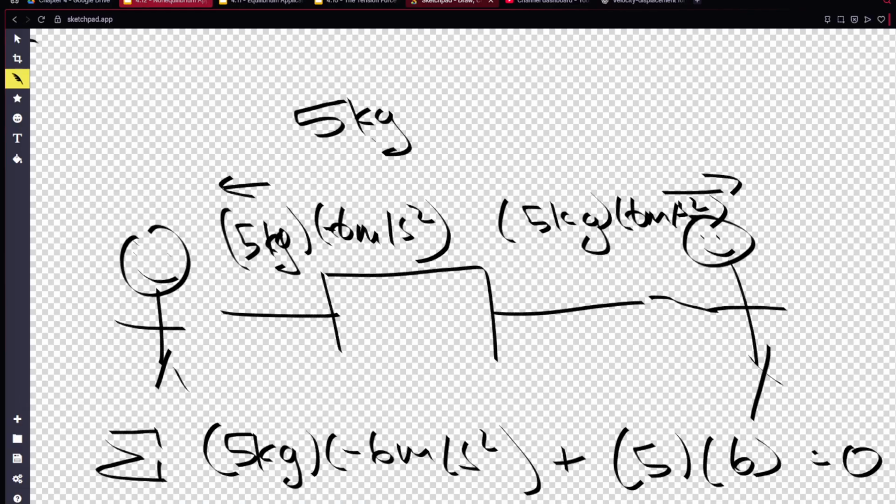So if we go back to this example, if I'm pulling this box and I weigh 5 kilograms at negative 6 meters per second squared, and this guy's pulling it at 5 kilograms and at 6 meters per second squared, we're applying the same amount of force to it.